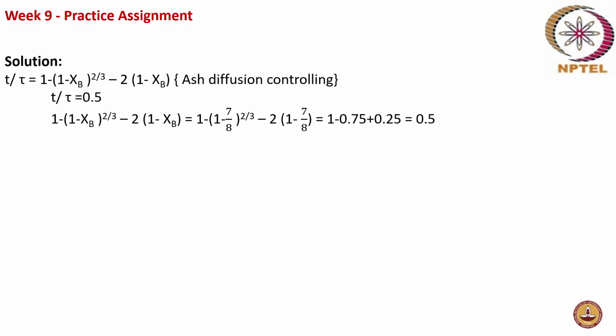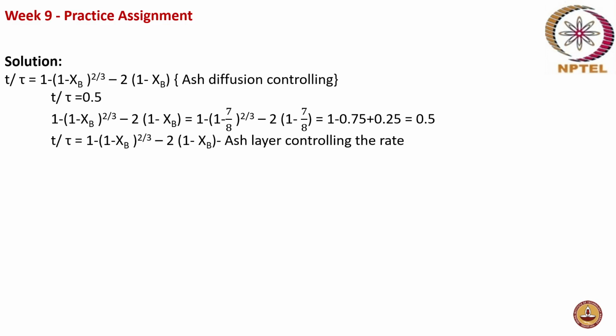This means the left hand side of the ash diffusion controlling expression of t by tau is matching with the right hand side, because both are giving 0.5 and 0.5. So that means the ash layer is controlling the reaction rate.